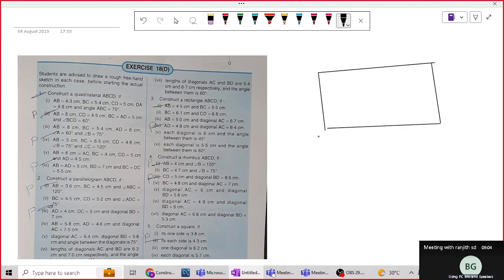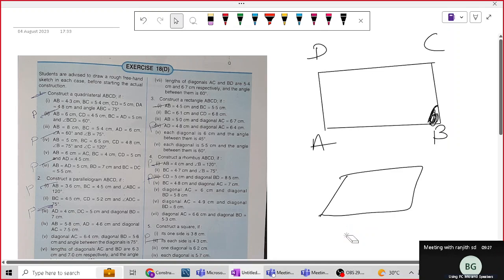Look, this is what you're supposed to do. Four sides: A, B, C, and D. And one angle is given, right? Angle ABC is 75 degrees. So this should be our output. Our result should be like this. This is the diagram, either like this or like this, but it should be a four-sided figure.